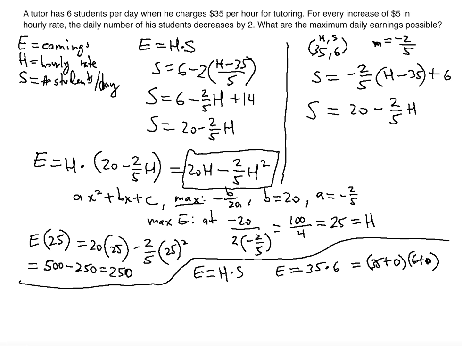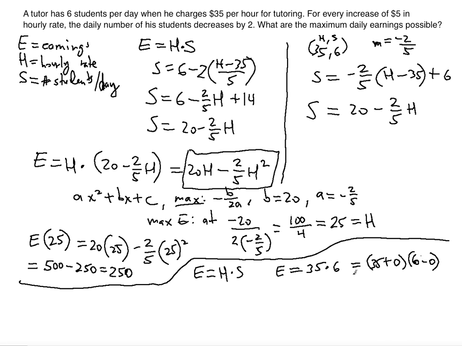Well, rather, I'm just going to say a minus 0 here. And why? Because the number of students decreases as he increases the hourly rate. So I'm just going to say 6 minus 0 so that it makes sense. 6 minus 0.